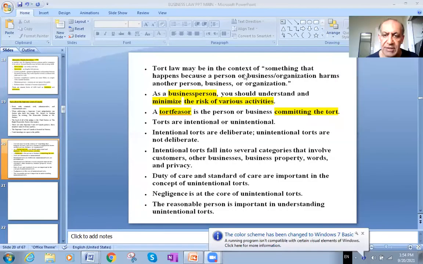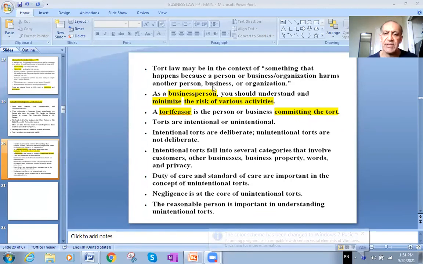So welcome, my dear students. We'll complete talking about the torts. So tort law, let us talk today about completing the tort law. The tort law, we said, may be in the context of something that happens because a person or business or organization harms any person or business or organization.